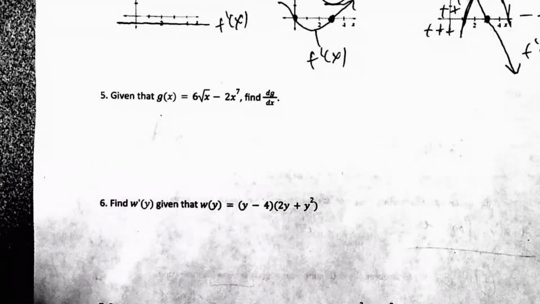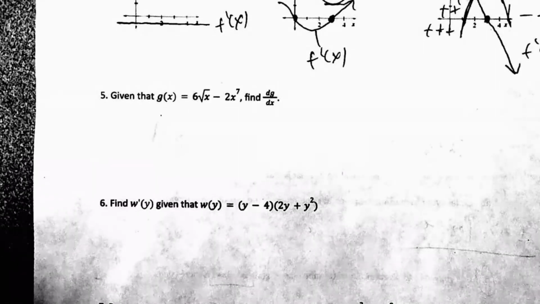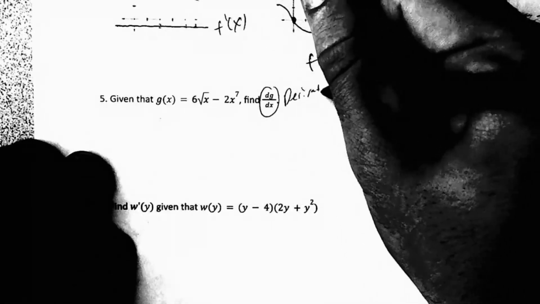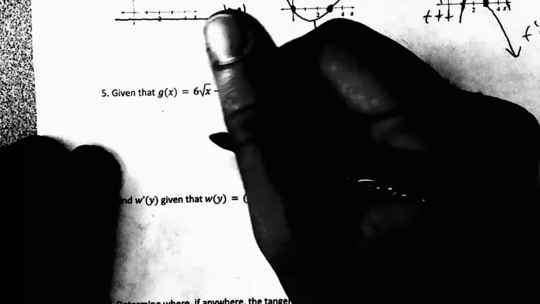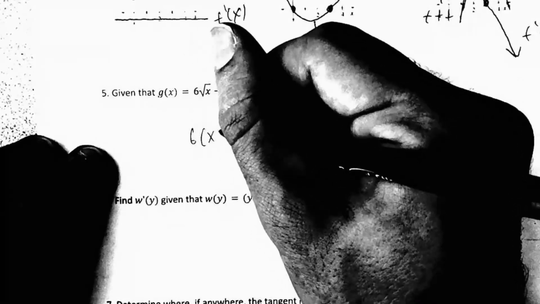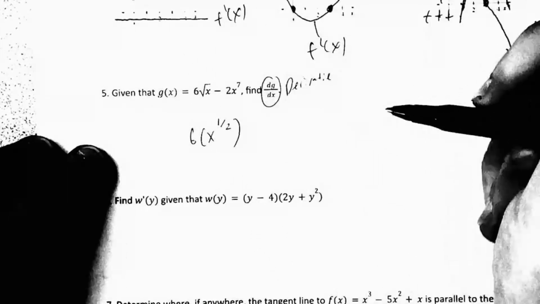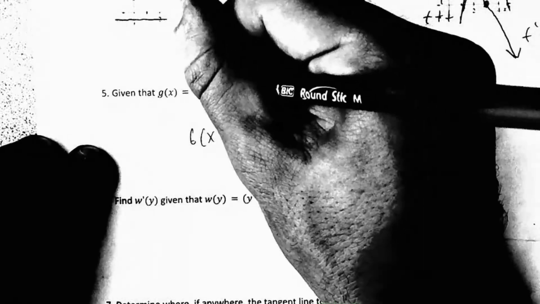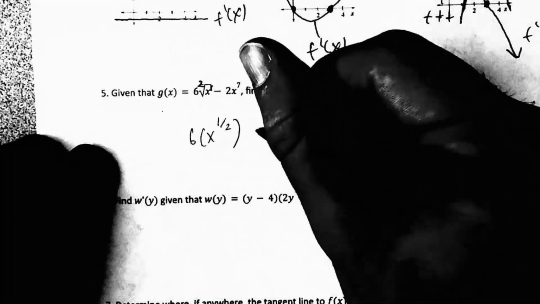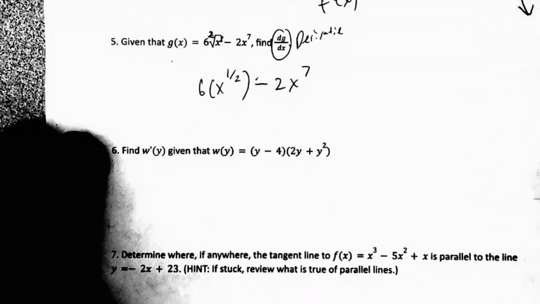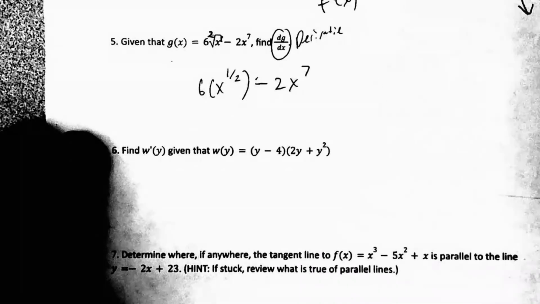Given 6 times the square root of x minus 2x to the 7th, find the derivative. Again, this means the derivative. So we have to convert it to exponents. So you're going to get 6x to the 1/2. That's because the exponent's 1, the root is 2. So it's 1/2. Minus 2x to the 7th. And then we're going to do power rule. So we can do it one at a time.